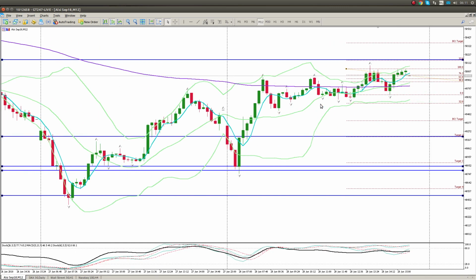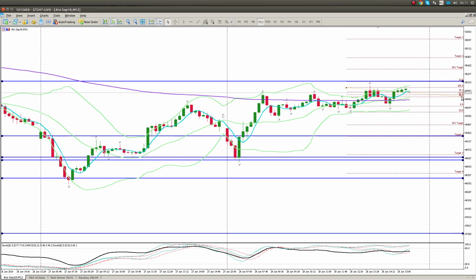Okay, so that's my Aussie view today. I suspect we're long, and I'm looking for longs on the breakout of the closing range, and the targets will be the breakout target, the 161.8 extension, the 261.8 extension. And that is kind of my view on this at the moment.